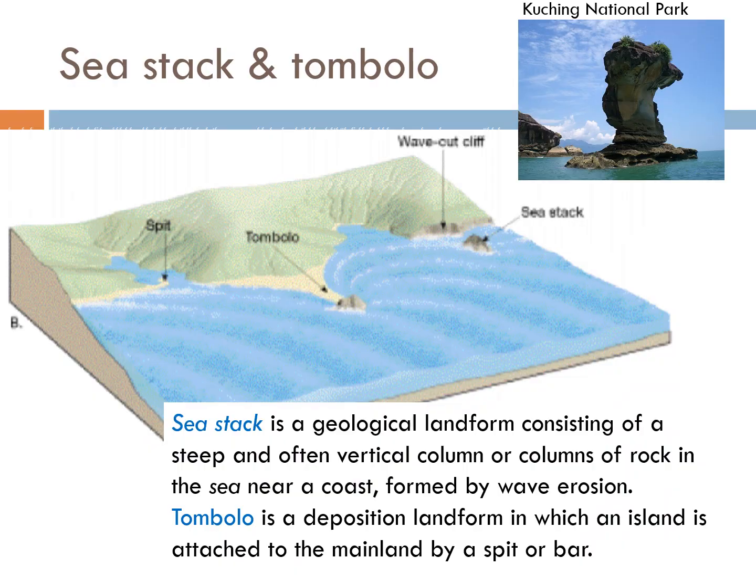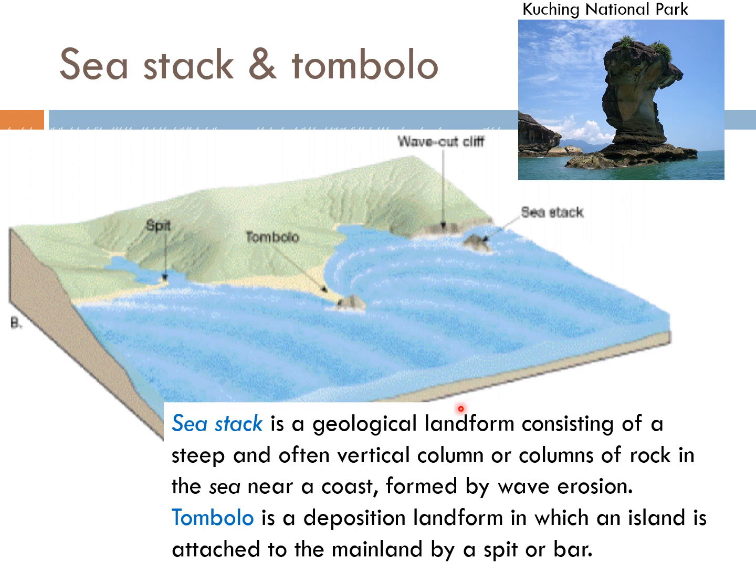Sea stack is defined as a geological landform which consists of a steep and often near vertical column of rock in the coastal area, formed typically by wave erosion. This is a famous sea stack in Kuching National Park, whereby the formation looks like a cobra head.